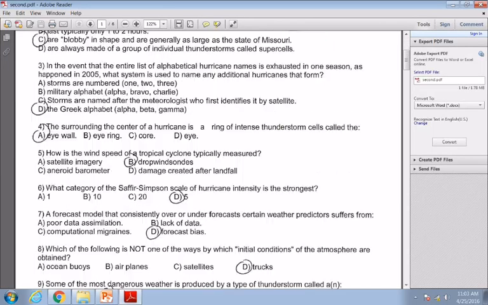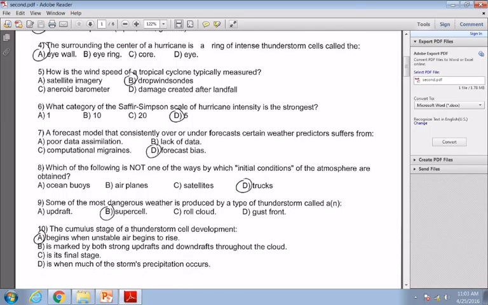For 5, how is the wind of a tropical cyclone measured? Using airplanes and dropping those basically reverse weather balloons down. So dropping sondes, B is the best answer for 5. Question 6, the Saffir-Simpson scale goes to a 5. So Cat 5 for hurricanes, so D is the best answer for 6. Question 7, you have forecast bias, D, if you're consistently over or under. What really happens is your forecasts are over or under.